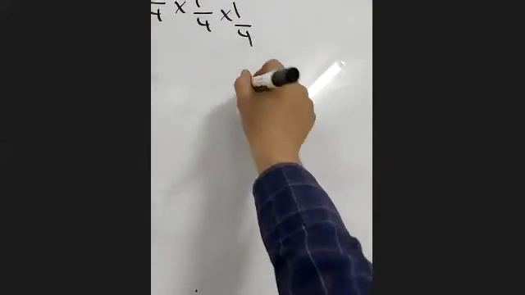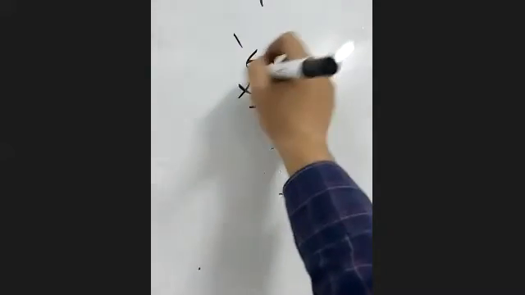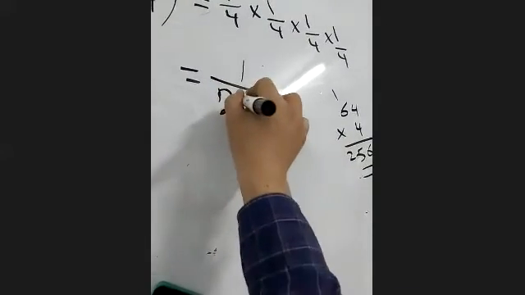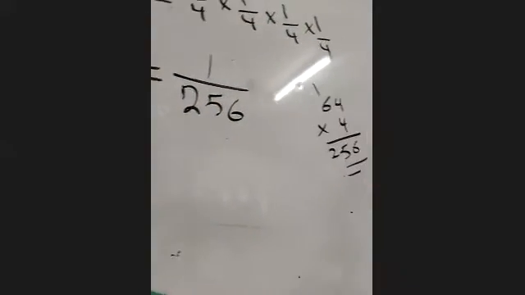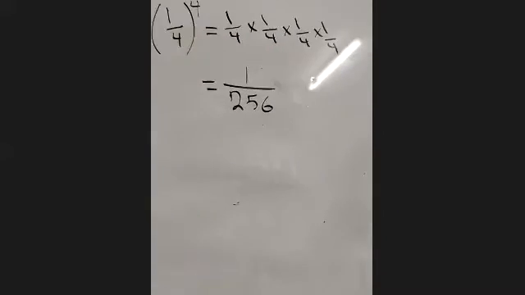But let's check together. 64 times 4. 4 by 4, 16. 4 by 6, 24, with 1, 25. Excellent. So it's 1 over 256. Excellent. Thank you, Abdullah. This is question 12, guys. Copy it, please.